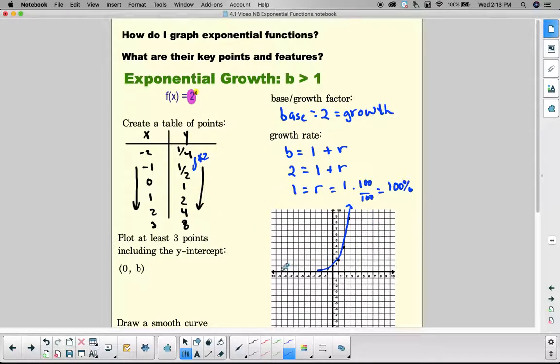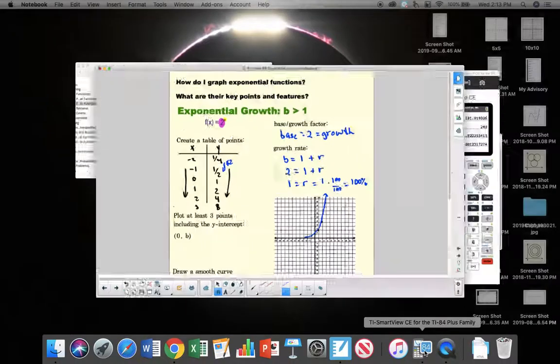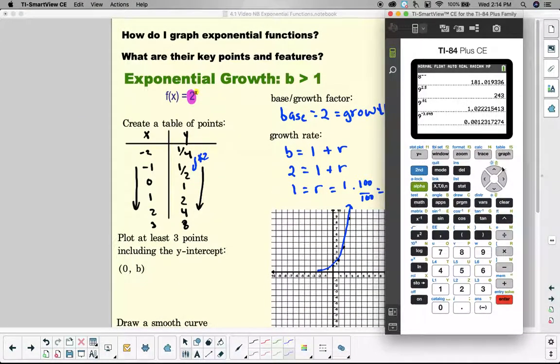But what happens down here as x gets smaller and smaller? Well, let's break out the calculator and see what happens. So where's my calculator? Here we go. I'm just going to do a function clear. I'm going to enter my function here, 2 to the x. And then I'm going to use tables. So I'm going to do second window to get to table set.